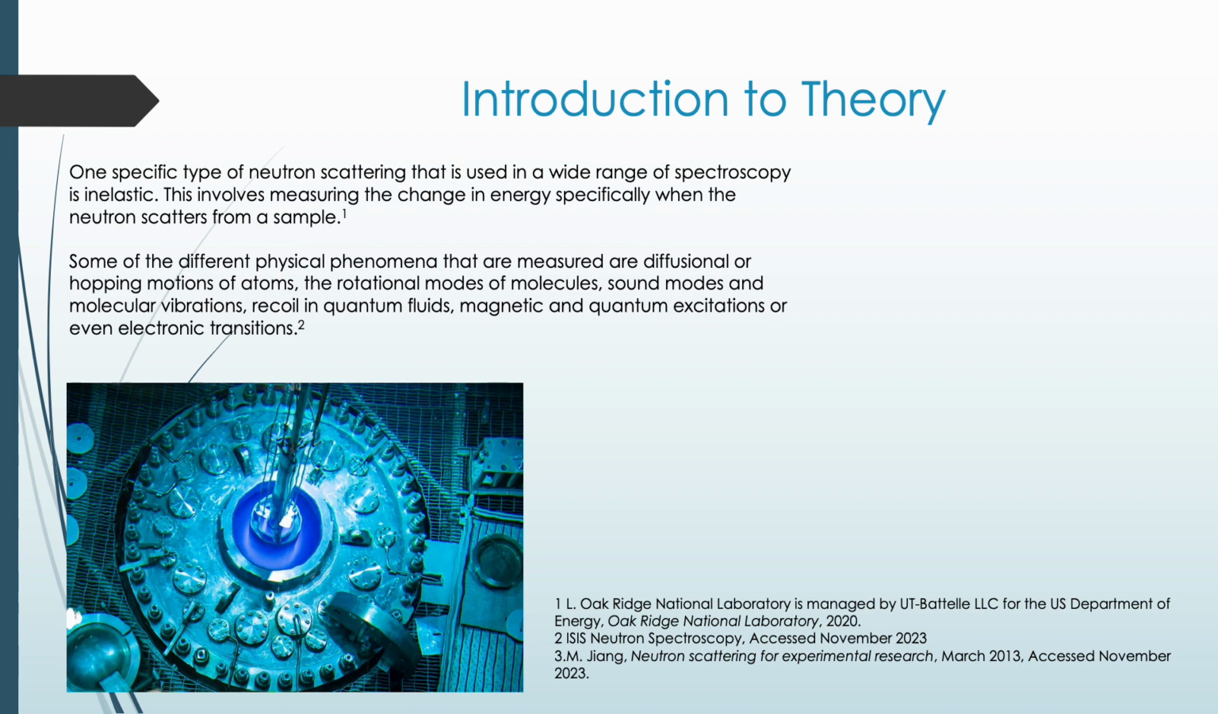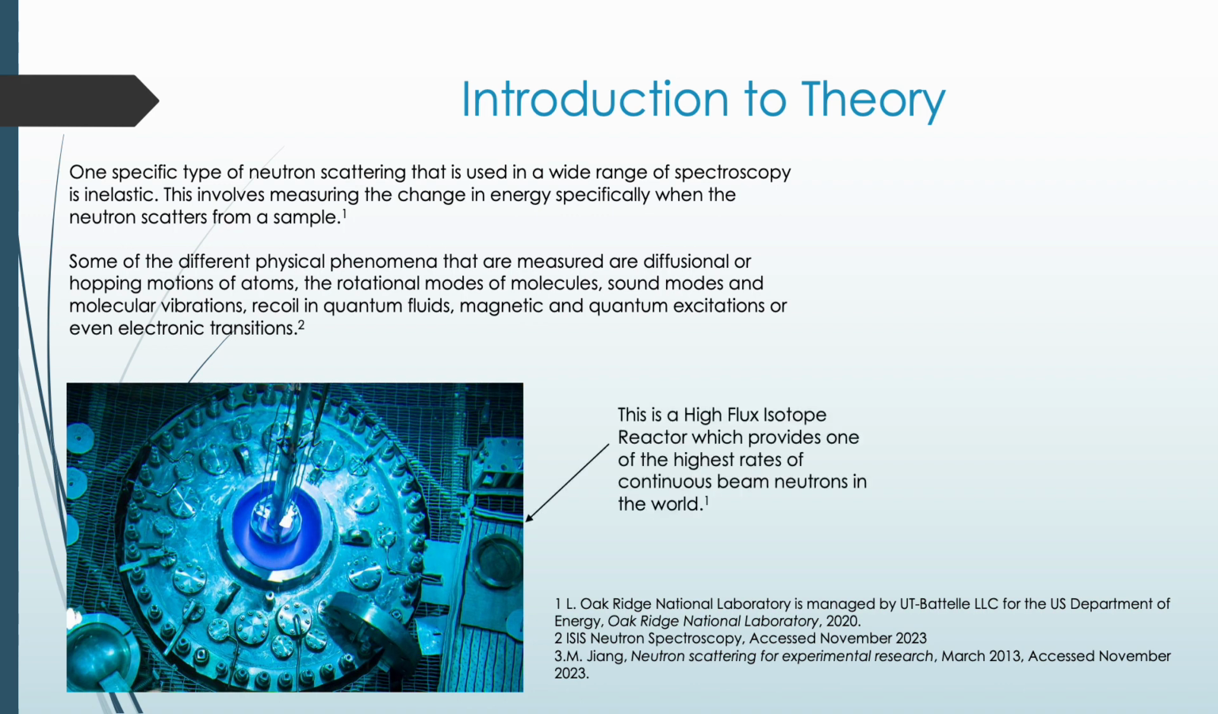One specific type of neutron scattering that is used in a wide range of spectroscopy is inelastic, the opposite to the elastic just mentioned. This involves measuring the change in energy specifically when the neutron scatters from a sample. Some of the different physical phenomena that are measured are diffusional or hopping motions of atoms, the rotational modes of molecules, sound modes and molecular vibrations, recoiling quantum fluids, magnetic and quantum excitations, or even electronic transitions in terms of the elastic form.